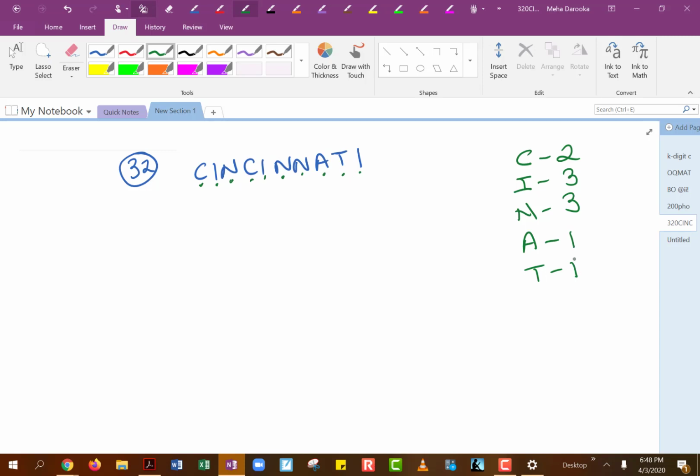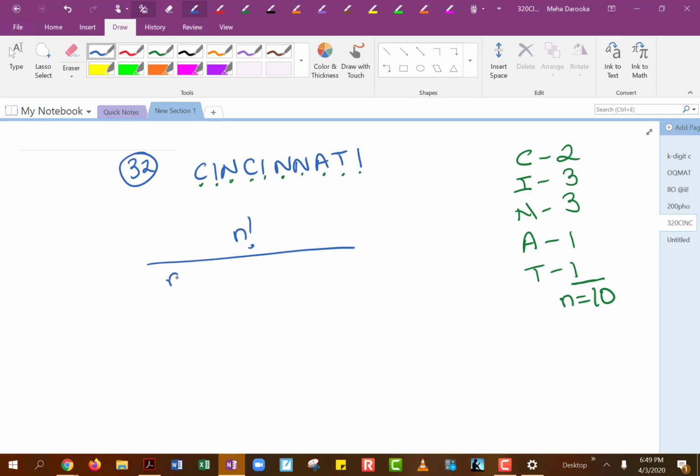Or you can just add up the number of letters in the word Cincinnati and go from there. But this will basically give us 5, 8, 9, and 10. So there's a total of 10 letters. And remember, your permutation rule 2 was basically you take n factorial and then divide it by r1 factorial, r2 factorial, all the way till you get to r sub p factorial, right?